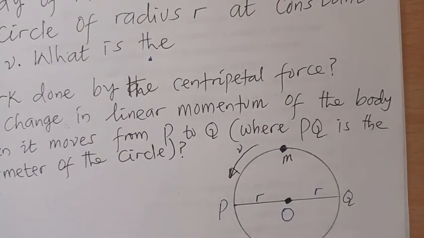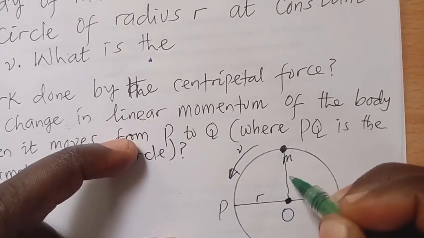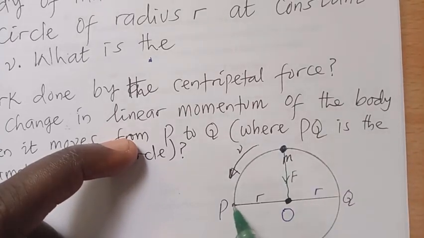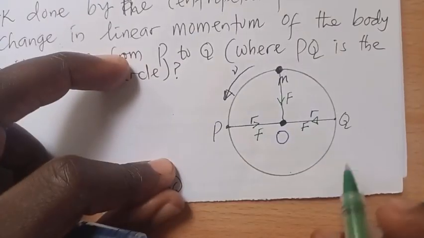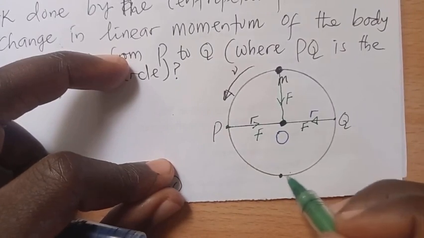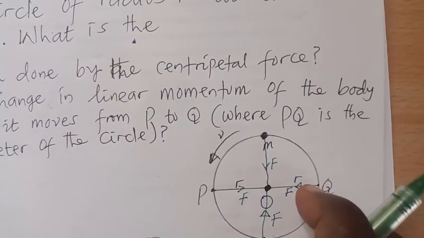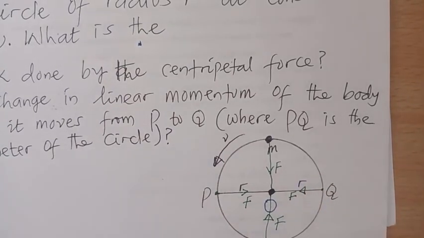We know that as it is moving, at any point it is, it has a force directed towards the center, and we call that force centripetal force. When it is at P, it has that force. When it is at Q, there is a force directed towards the center of the circle. At any point the object is, there is a centripetal force directed towards the center. The question is, what is the work done by this centripetal force on the object?